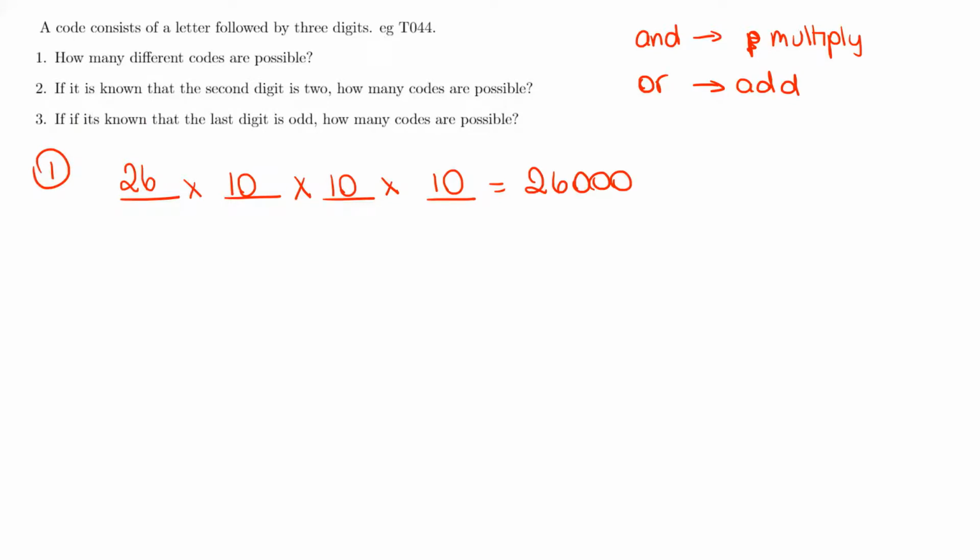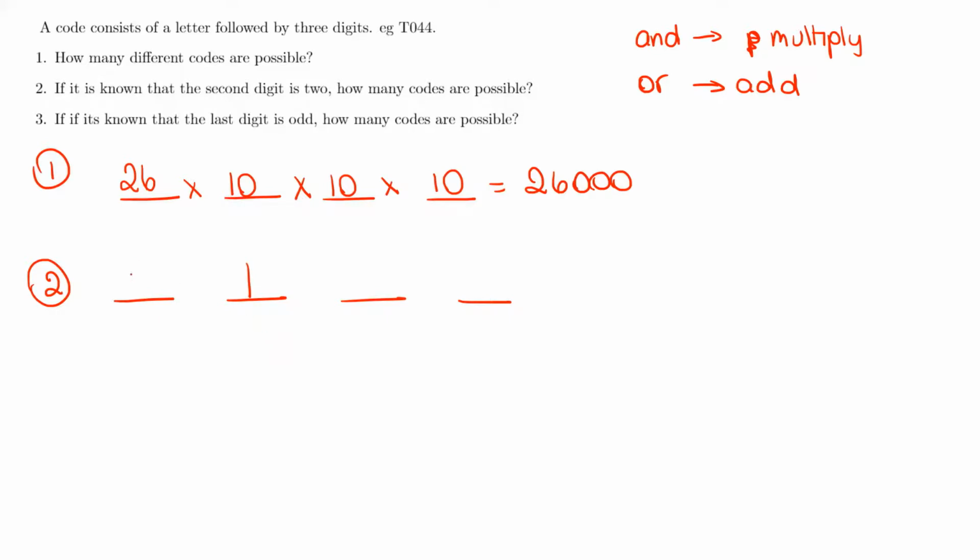So part 2 is asking us, if it is known that the second digit is 2, how many different codes are possible? So again, we draw out our 4 boxes. And let's just jump to the second digit first. We know for a fact the second digit is 2. So how many choices do I have for the second one? I only have 1 because it must be 2.